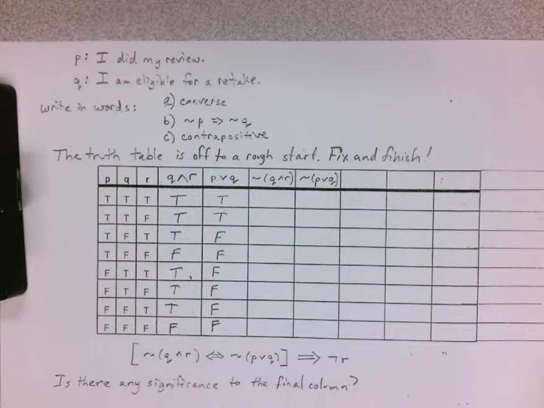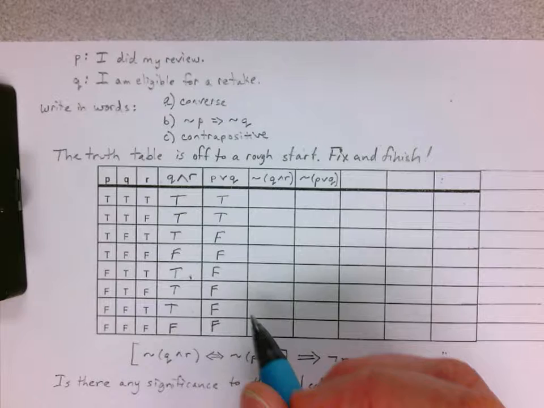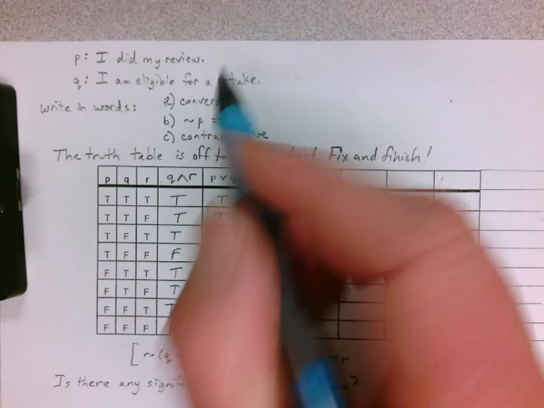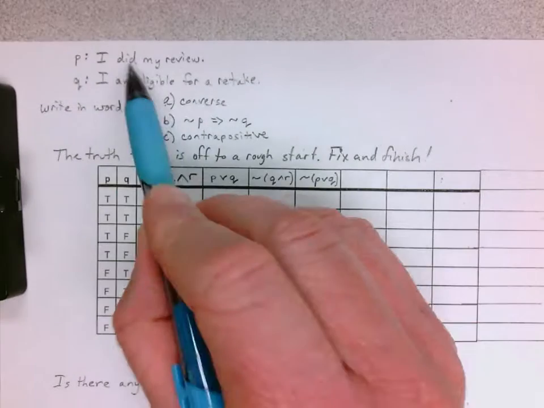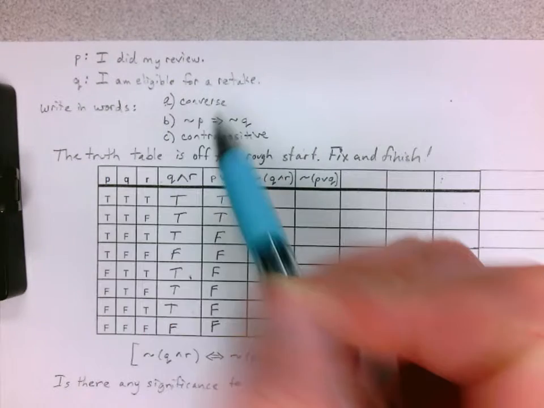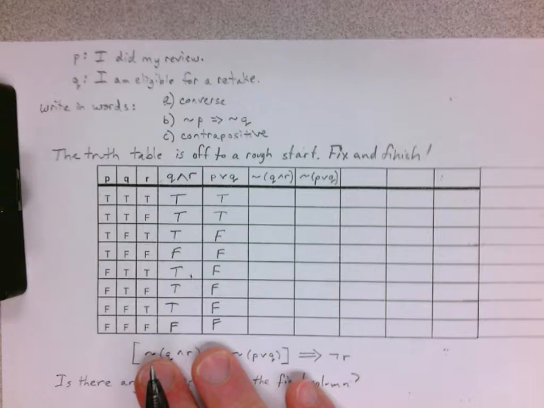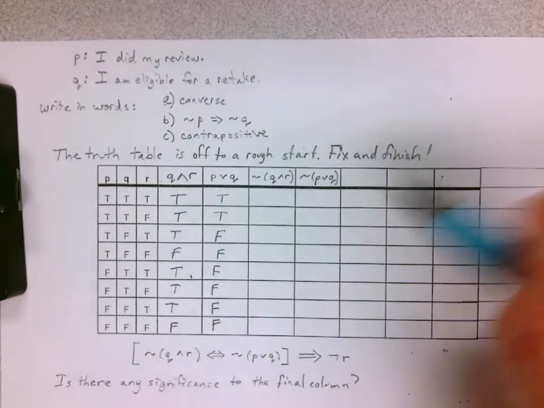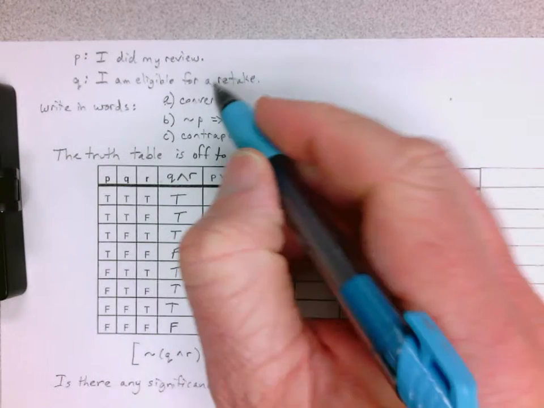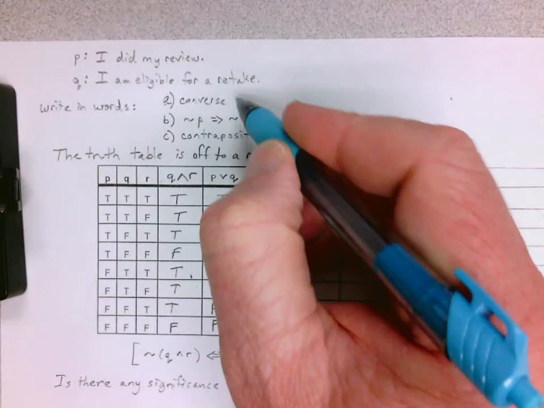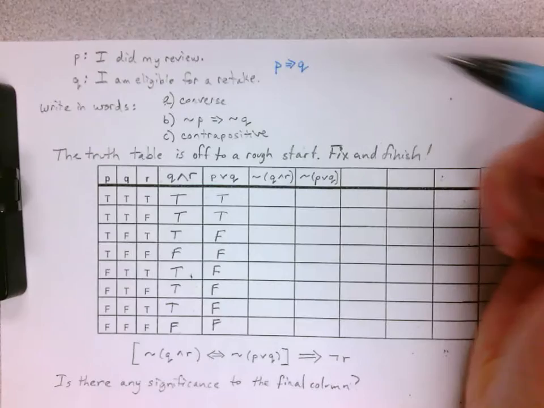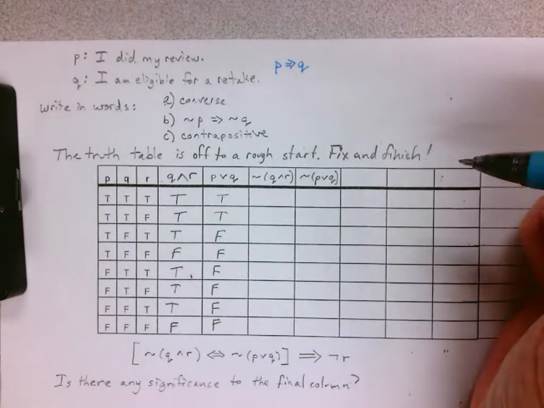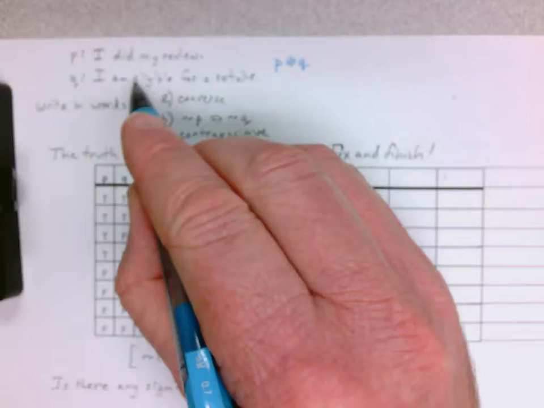Here, this is the half sheet review we did in class on the shortened day. So we're given two propositions. I did my review. I'm eligible for a retake, which, if you're my student, applies to you directly. Write in words the converse of the proposition. So if I did my review, then I'm eligible for a retake would be the original statement.